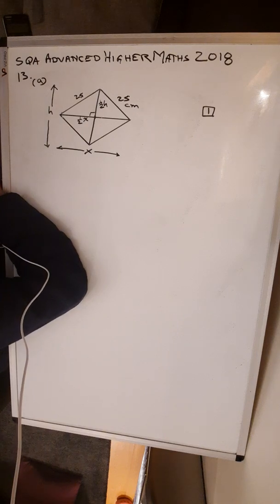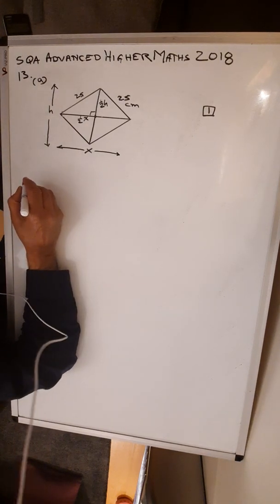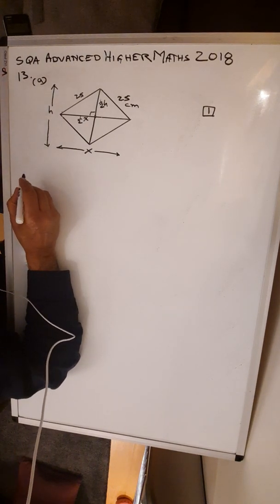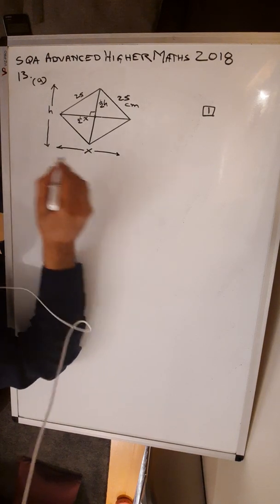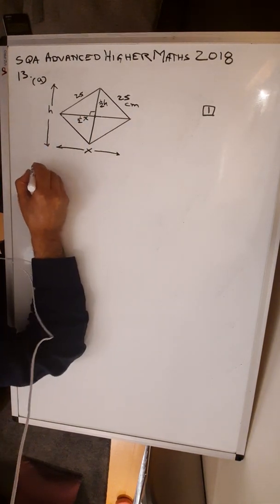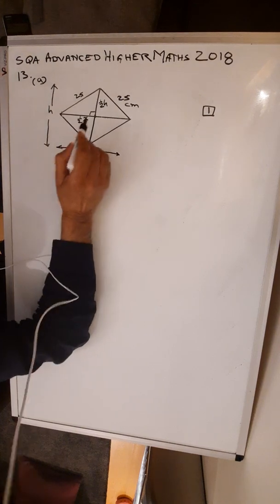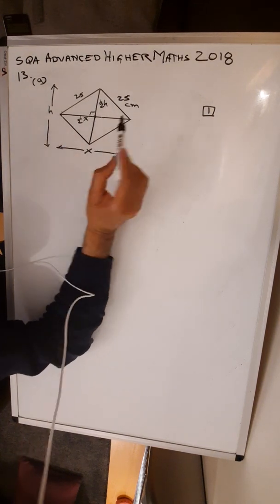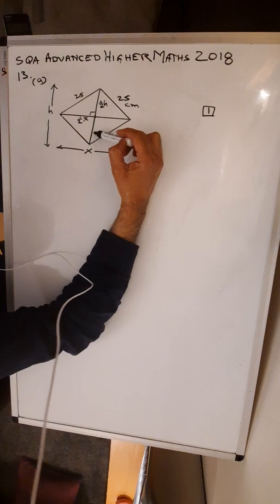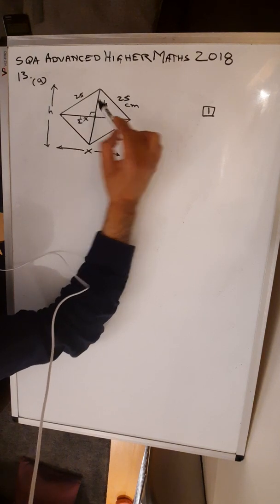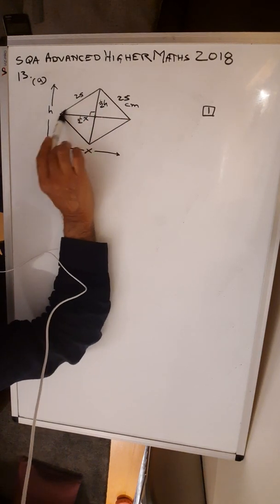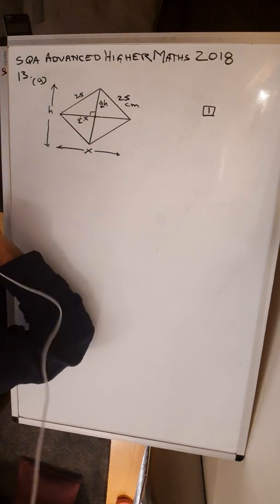Show that h is equal to the square root of 2500 minus x squared. This is part A for 1 mark. So from here, if you look at this right angle triangle, this is h, so this part would be half h and this would be half x, and the hypotenuse is 25.